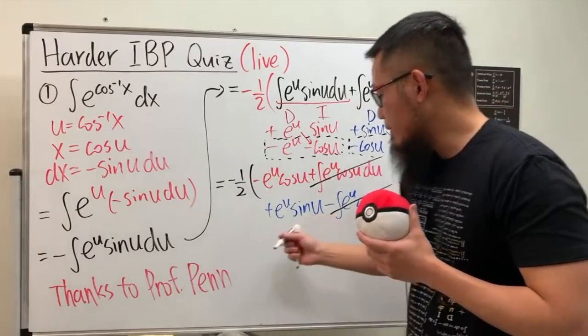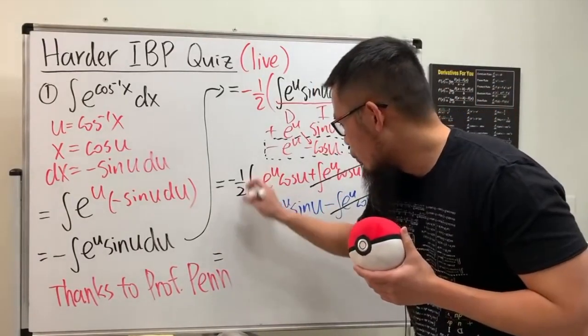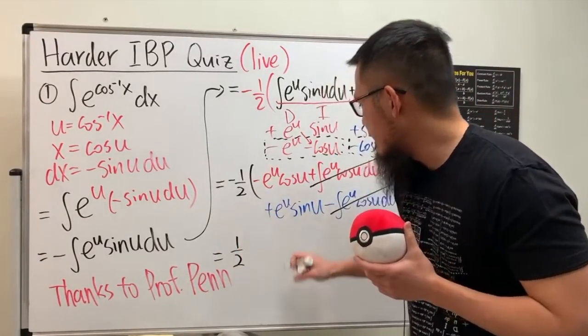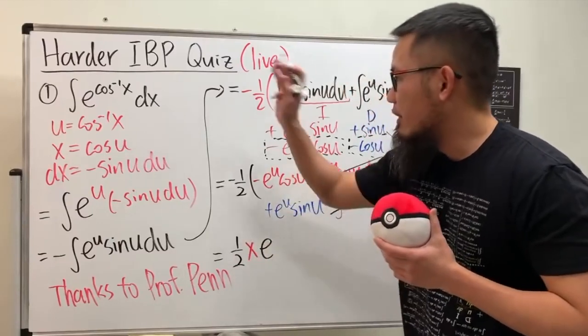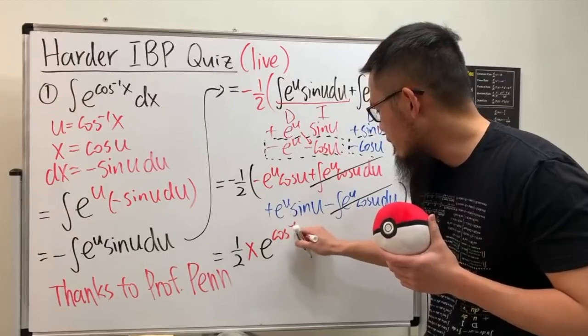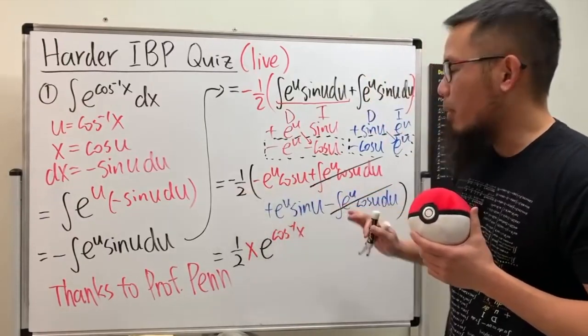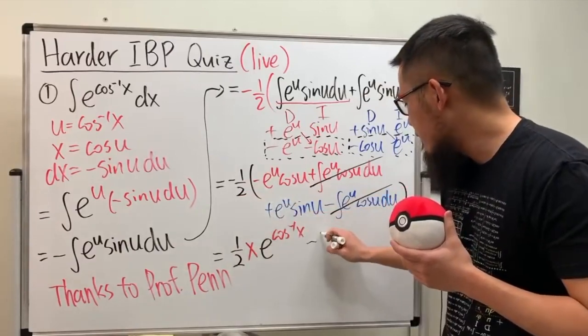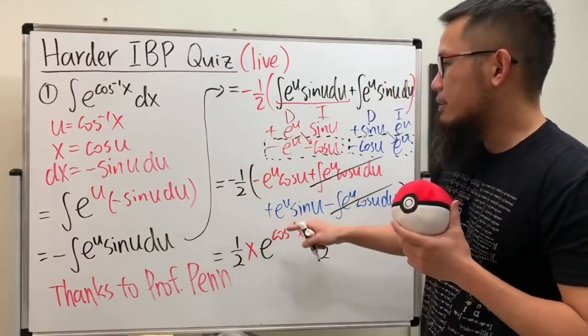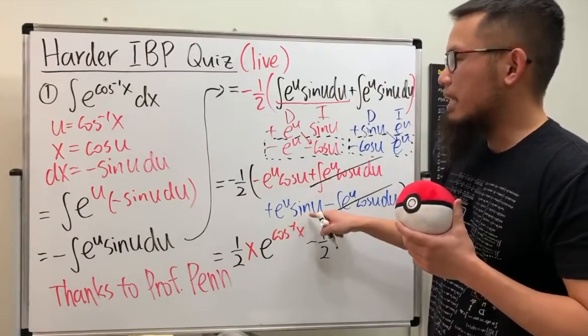Yeah. So finally, this is the answer. 1/2, right? And then this right here is x. And then this right here is just e to the cosine inverse of x. So that's the first part. And then for the next part, we multiply this and that, so we get negative 1/2. And well, what is sine u though?